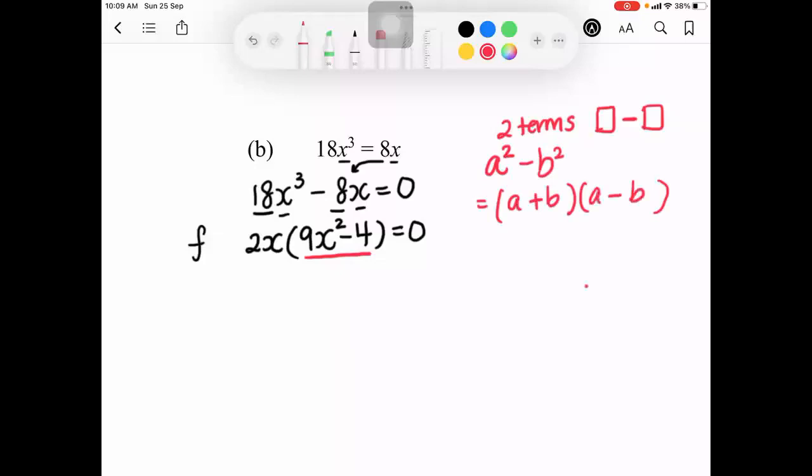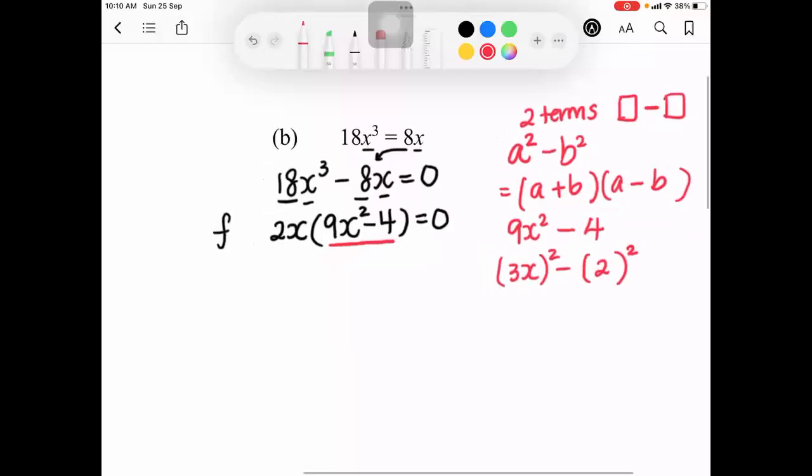In this case, let's see, 9x squared. 9x squared is what number squared? 9x squared, what times what gives me 9? 3. So this is 3x whole thing squared. Then 4, what times what gives me 4? 2 times 2 gives me 4, right? So this one will be 2 squared.